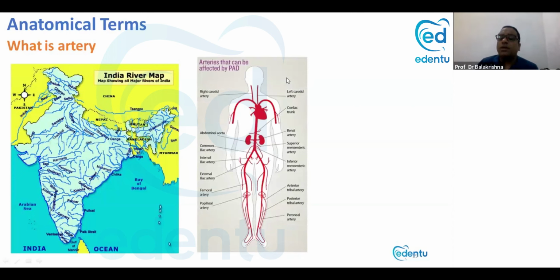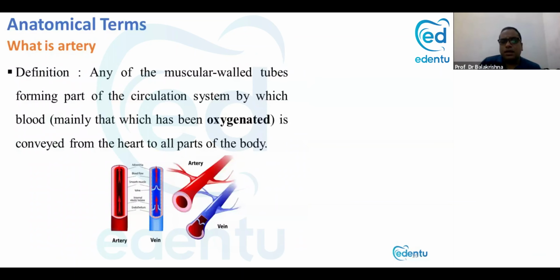Okay, so these are the blood supply of our body. We will be discussing this right now. So what is an artery? Artery, you can see in the diagram, red in color. It is a muscular tube forming part of the circulatory system which carries oxygenated blood, conveyed from the heart to different parts of the body.